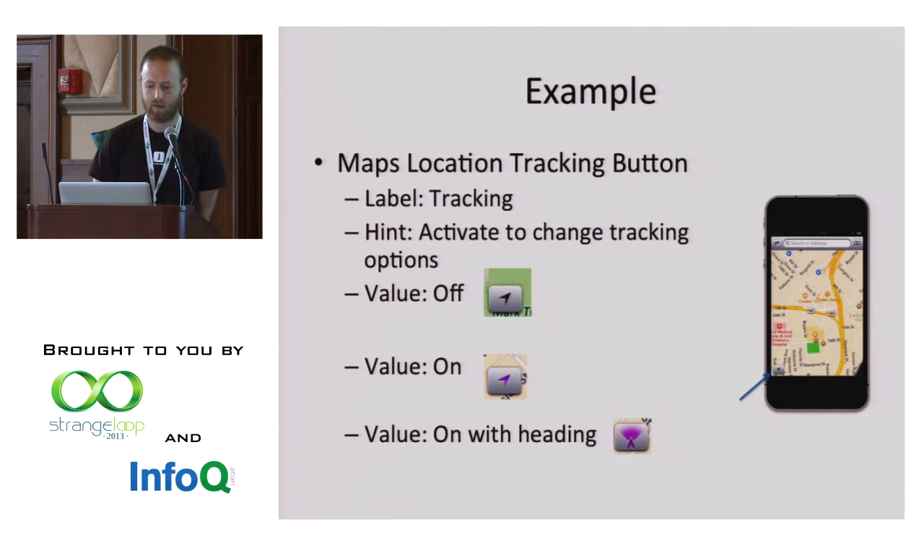So a concrete example of this is from the Maps app, and these are the real values the Maps app uses. For the tracking button down here, the label is "tracking," and the hint is "activate to change tracking options." That hint doesn't change because the button still performs the same action. But then as you activate the button, it cycles through its different values, and so you can continuously introspect the button and get what values it has, and it'll go between off, on, and on with heading, of course.